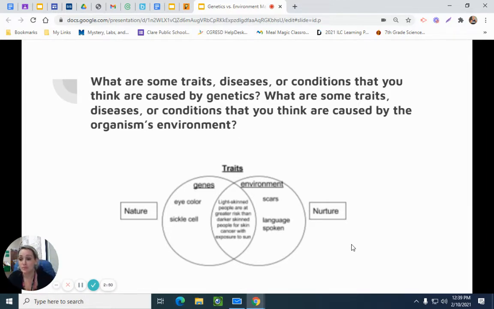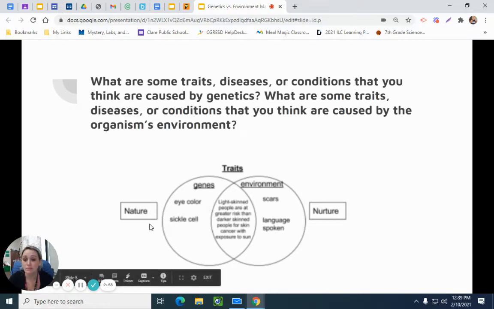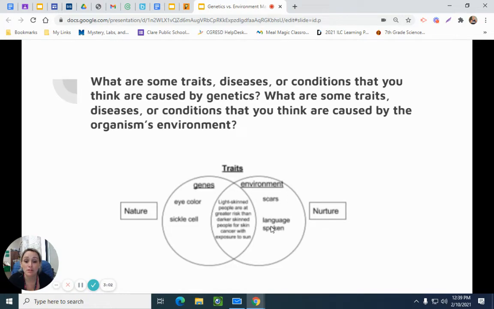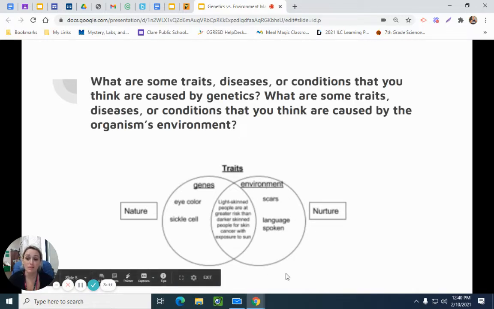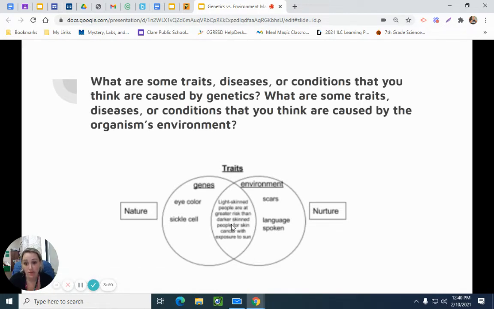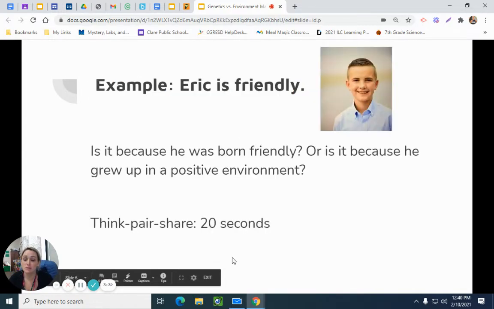For example, nature on the left-hand side here, your genes would give you eye color or sickle cell, which is a genetically inherited disease. Your environment might give you scars or the language you speak. So those are things that have to do with nurture or your environment, where you have lived, your life choices. And then they meet in the middle and present these traits. One of the traits might be that light-skinned people are at greater risk than darker-skinned people for developing skin cancer due to exposure from the sun. So even though your genes code for a trait, environmental factors can change that and cause a trait to present itself. So nature versus nurture.